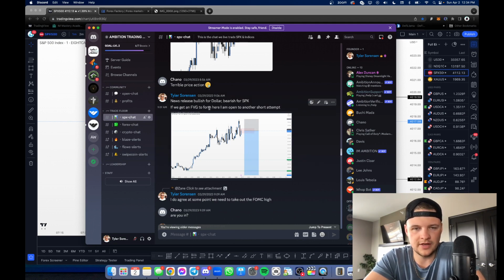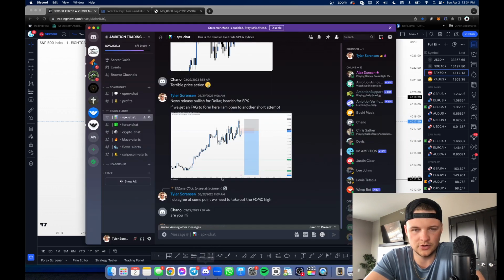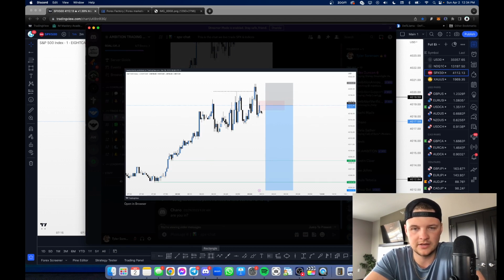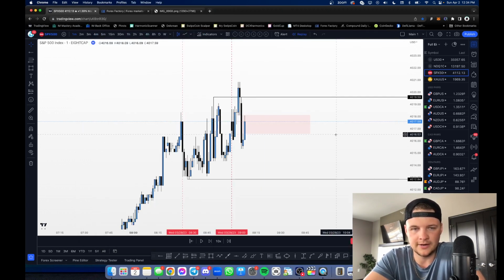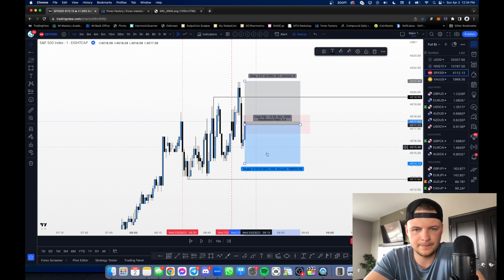So I said, if we get a fair value gap to form here, I'm open to another short attempt. I said that literally after this candle closed. So if this candle closed and gave us a fair value gap, I was willing to short. So that happened, boom, sent this. As I literally went to go send the chart, it pushed up right into there. And then my entry came literally right here or so. And then stop loss, obviously right above the high.